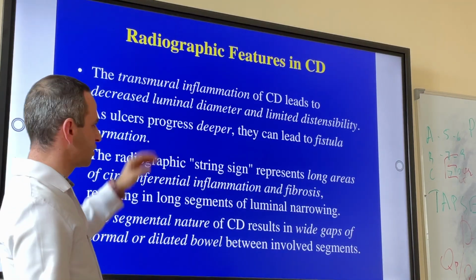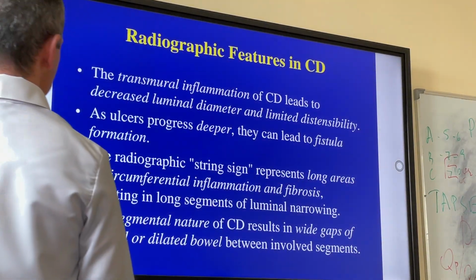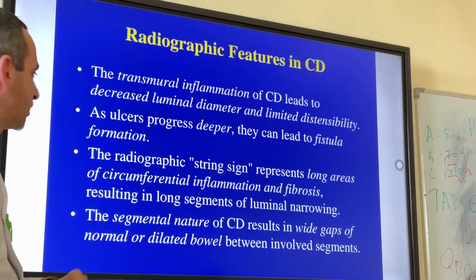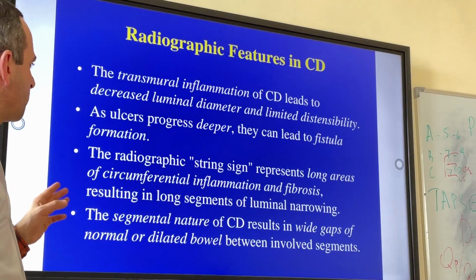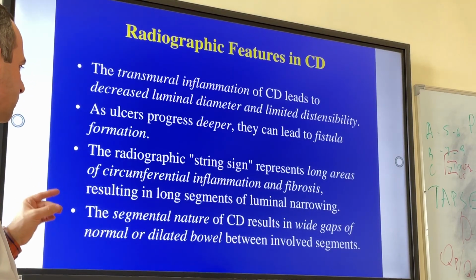As it progresses deeper, it may lead to fistula formation. Transmural inflammation leads to decreased luminal diameter and limited distensibility, so it cannot be stretched. The radiographic string sign represents long areas of circumferential inflammation and fibrosis, resulting in long segments of luminal narrowing.